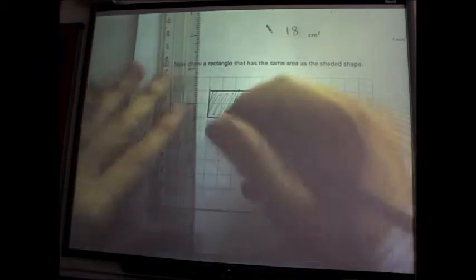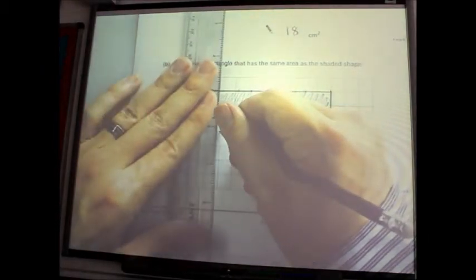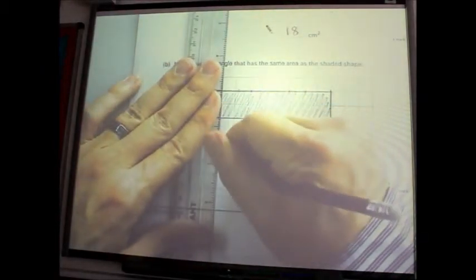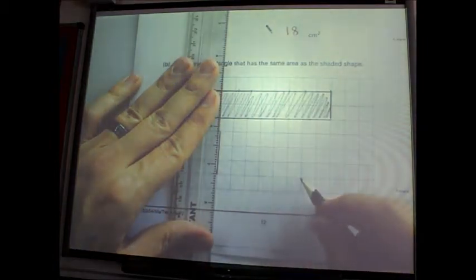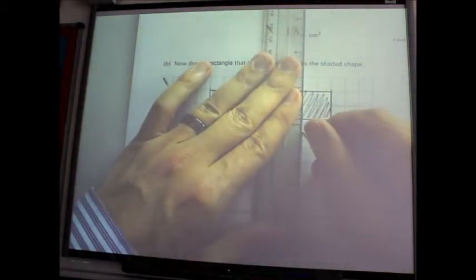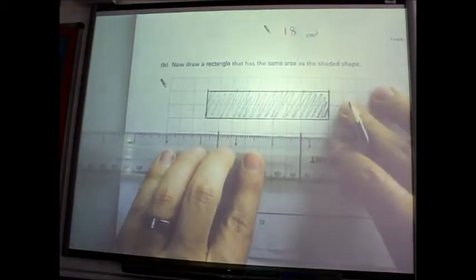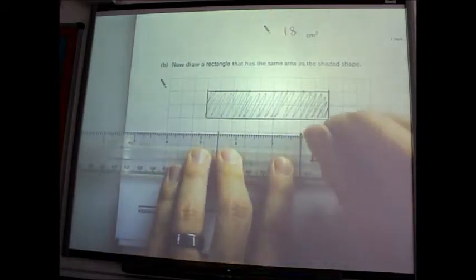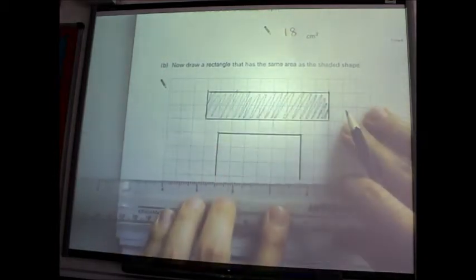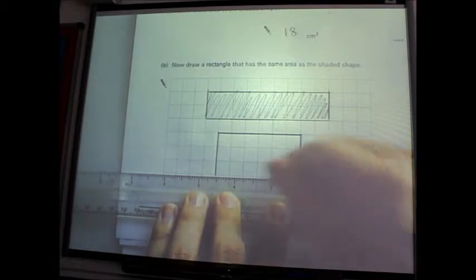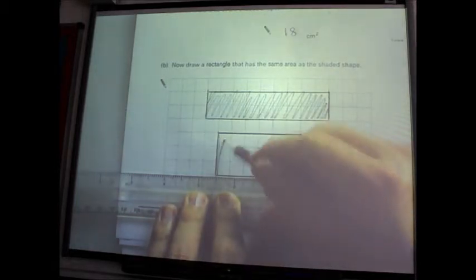Another one you could have done is one that is 3 by 6, because that also makes 18. So 3 by 6 will look like this. 1, 2, 3. Go over here. And you can also count the squares in these if you're not sure. And I'll shade that one in also.